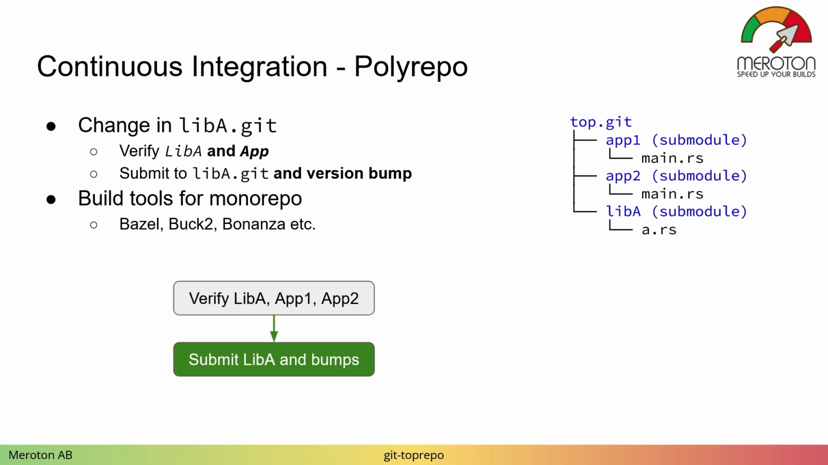So let's instead do this: if we have a change in lib A, let's verify lib A and the application. If the application verification succeeds, then we merge in library A, and we know that all our applications do work. All the dependents of library A have passed their tests. So let's bump them all up to that version so everyone works on the latest and greatest. So verify everything, submit it all. Now we are doing it like if we would have had the monorepo.